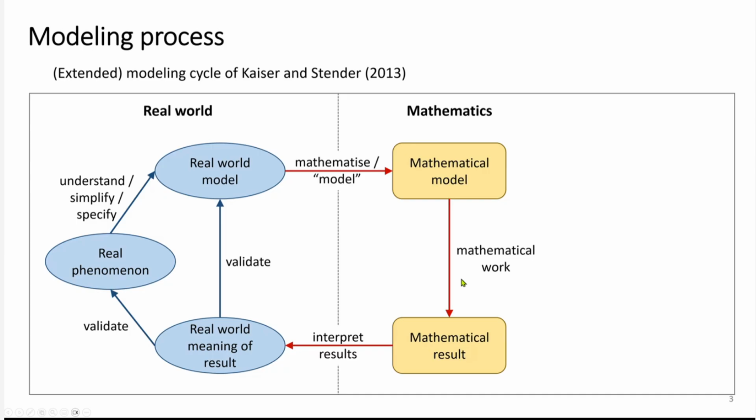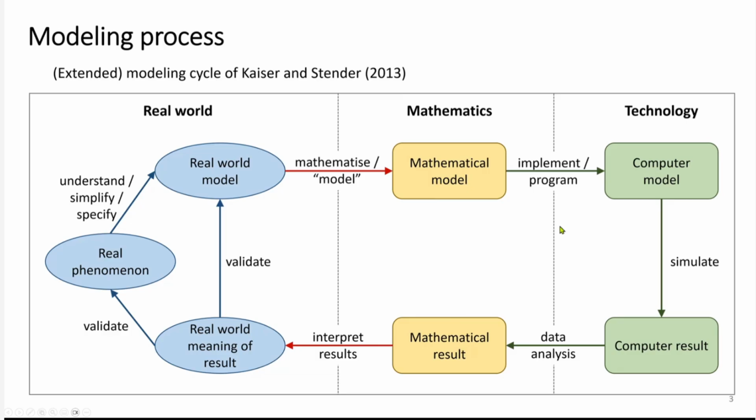The problem is that for complex real phenomena, you end up with complex mathematical models. And you already know that multi-body dynamics already takes you to DAEs and things like that, which are very unlikely to be solvable by hand. So then what we do here, we extend this loop and say, well, we're not going to solve the mathematical model by hand. Instead, we transfer from mathematics to, I call it technology here.